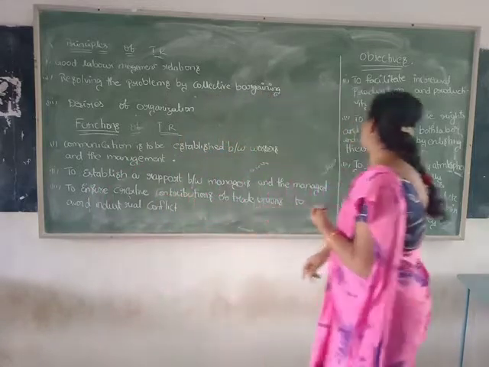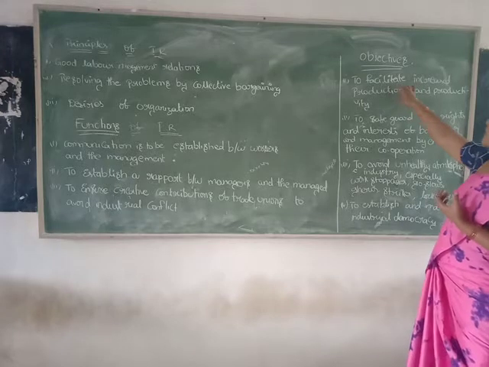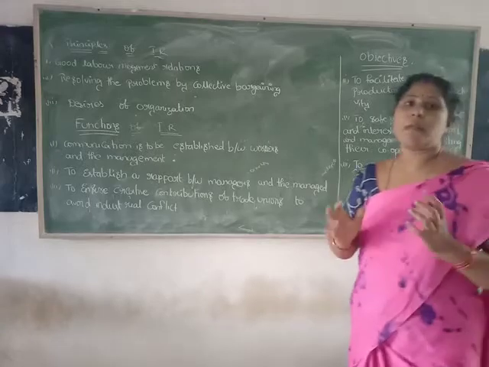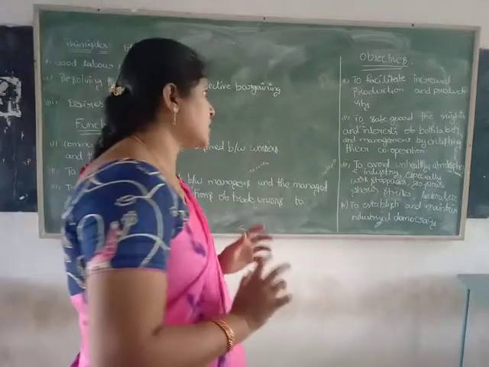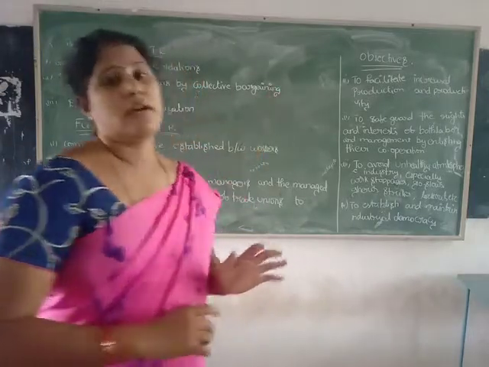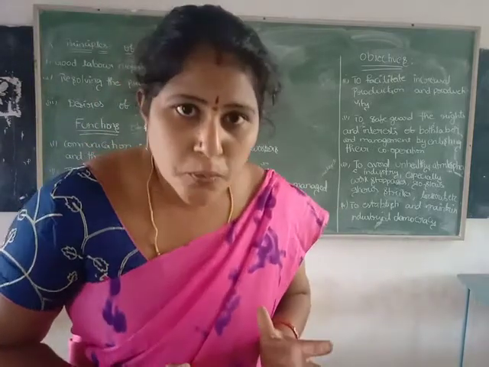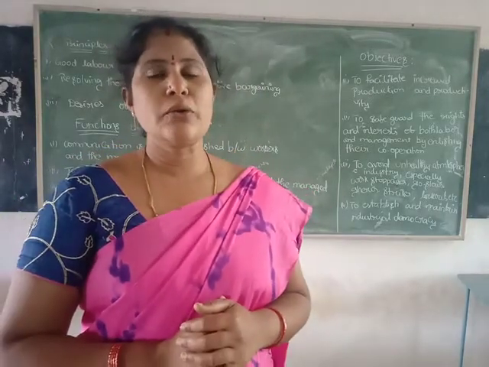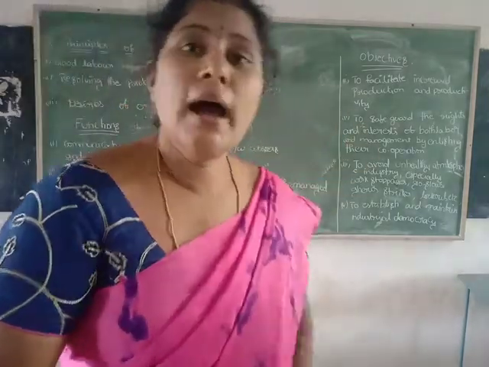And now let us see the objectives of industrial relations. What is the main objective? The main objective of industrial relations is to facilitate increased production and productivity. So what is the main objective for the industries? One thing is the production has to increase. Here we are ready to make the production. So what have to do? We have to increase the production, and the productivity will go to the market.